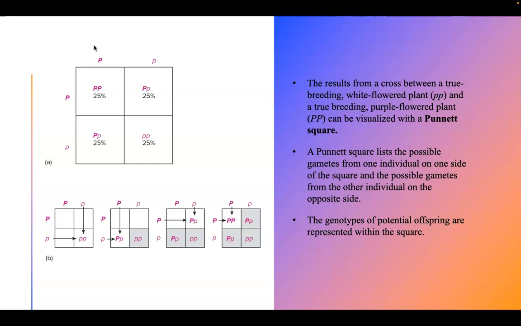The genotypes of potential offspring are represented within the square. So here you can see if we cross our F1 heterozygous flower with another F1 heterozygous flower, then here's our 1 to 2 to 1 ratio. This 1/4 will end up being a homozygous dominant genotype, so it will express purple no matter what.